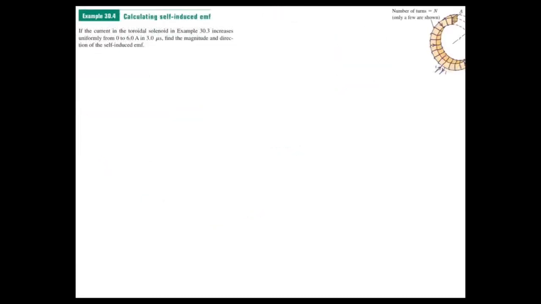In example 30.4, we're going to calculate the self-induced EMF in a toroidal solenoid that has a current that increases uniformly from 0 to 6 amps in 3 microseconds. So the induced EMF is given by equation 30.7 and is simply equal to minus the inductance of the solenoid times the time derivative of the current.